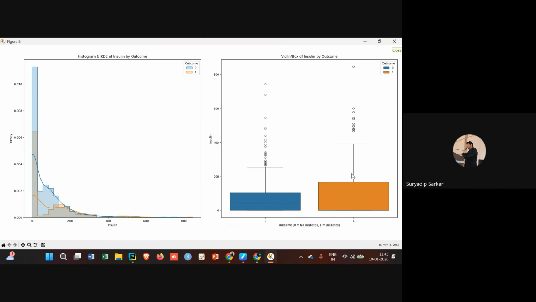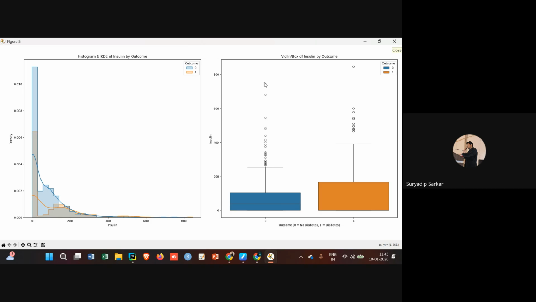A very similar observation we are getting here as well. Although there is a much larger spread for the people with diabetes for insulin, the median is very much similar, right? For example, the median for non-diabetic people is around 42, while the median for the diabetic people, which is here, is around 1. So there is some difference but not a lot in terms of the insulin level.